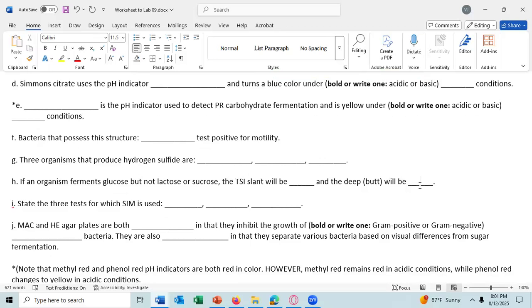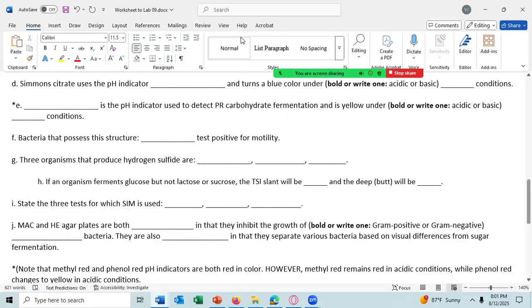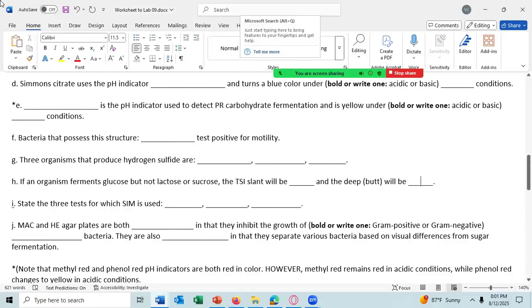For J, MAC and HE plates are what? In that they inhibit the growth of what? Meaning bold or write, gram-positive and gram-negative bacteria. So that's 2J2. And they are also what? In that they separate various bacteria based on visual differences from sugar fermentation. So that's saying it's more than just selective. So what are we saying here?